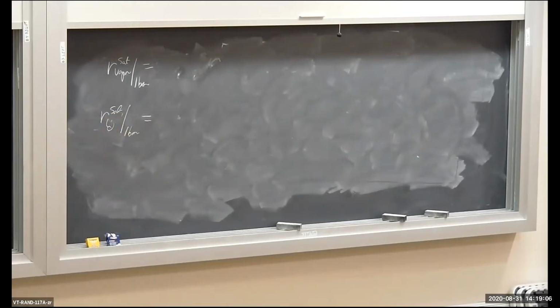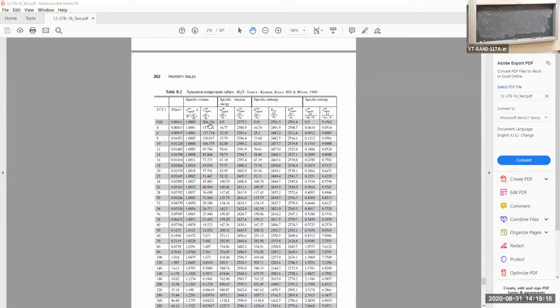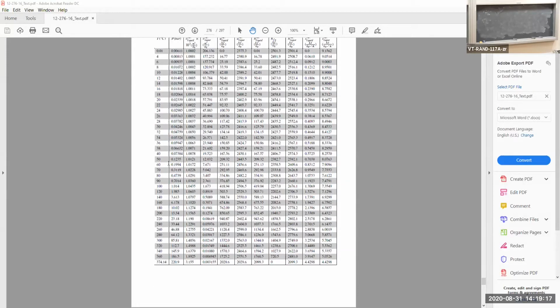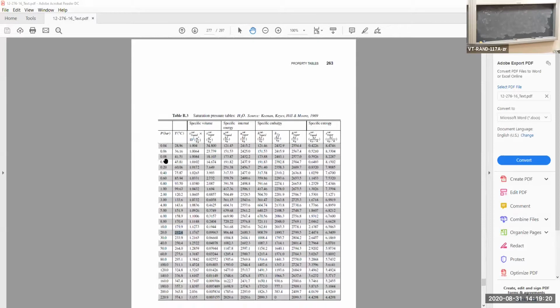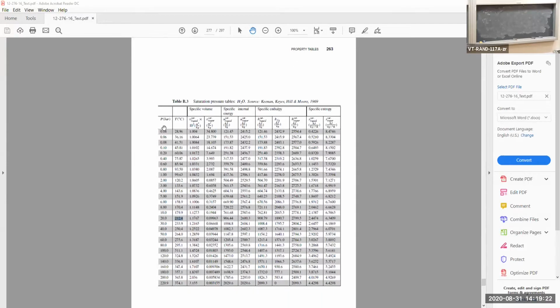So let's go to our saturation tables out of the book or notes. This is a temperature table. We've got temperatures and then pressures. Maybe we can go to a pressure table. Bar, temperature, specific volumes for the liquid and vapor. Here's 1 bar right here. That's just a little bit below an atmosphere, so 99.63 degrees is the boiling temperature at just below 1 atmosphere. An atmosphere is 1.01 bar.